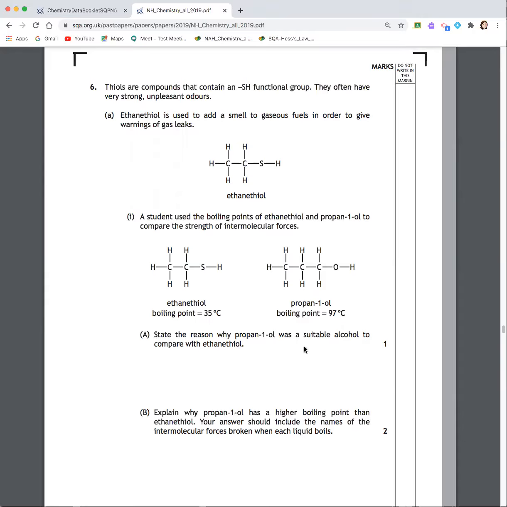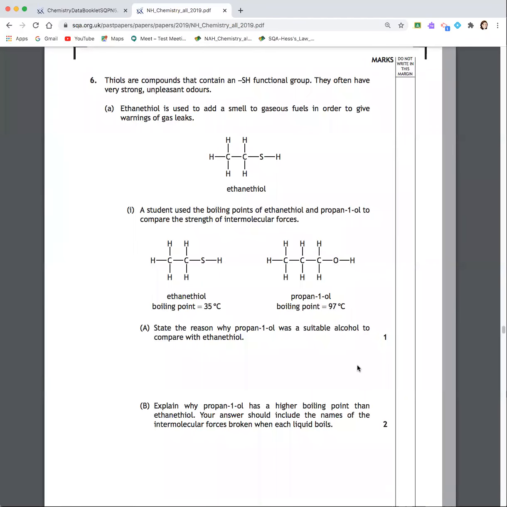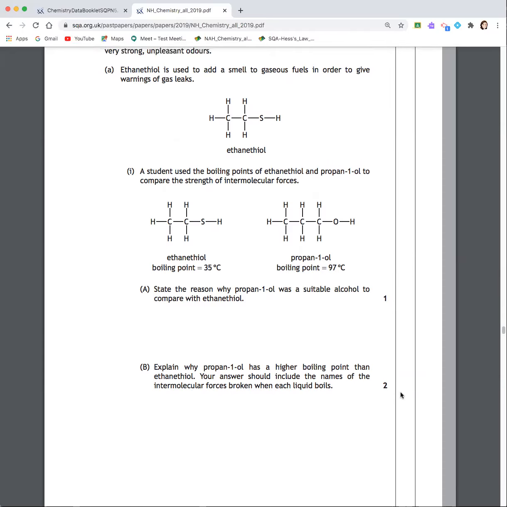So they're suitable to be compared just because they have the same number of electrons, so they have the same strength of London dispersion forces. If you're trying to determine the strength of other intermolecular forces and your London dispersion forces aren't the same strength, then it's not a fair comparison, because the strength of the London dispersion forces could affect it. Part B, explain why propan-1-ol has a higher boiling point than ethane thiol. You should include the names of the intermolecular forces broken when each liquid boils.